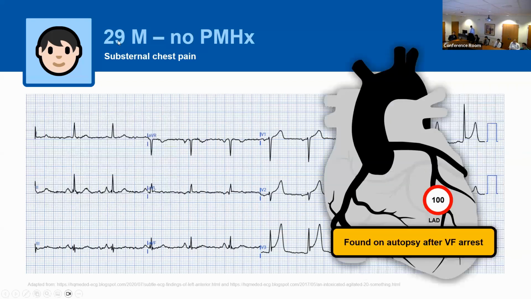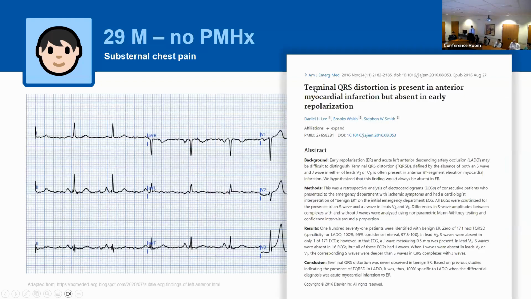Now, unfortunately for this 29-year-old individual, about 30 minutes after this ECG was obtained, he went into a VFib arrest. And despite multiple attempts to resuscitate with ECMO, autopsy ultimately revealed a thrombotic occlusion of his LAD.